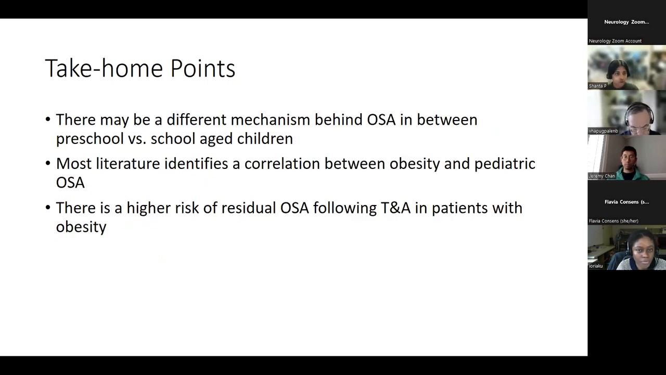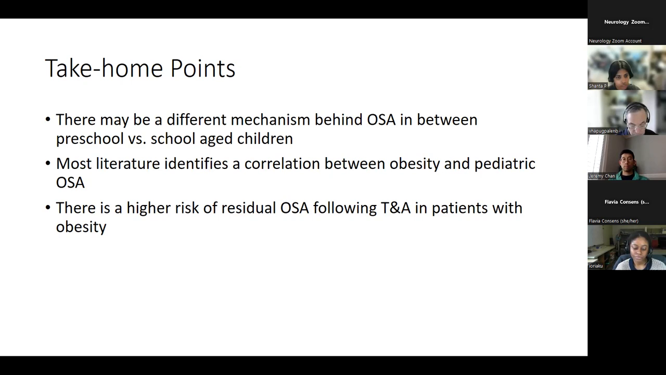Okay, so just some take-home points that I had. There could be a different mechanism of OSA between preschool and school-age children. Again, it's thought that this is due to the oropharyngeal anatomy and the ratio of lymphoid tissue versus airway space. That was something I didn't really know before doing this study. I know that ages 3 to 5 is when the tonsils have the highest prevalence of contributing, but there was actually a study validating that.